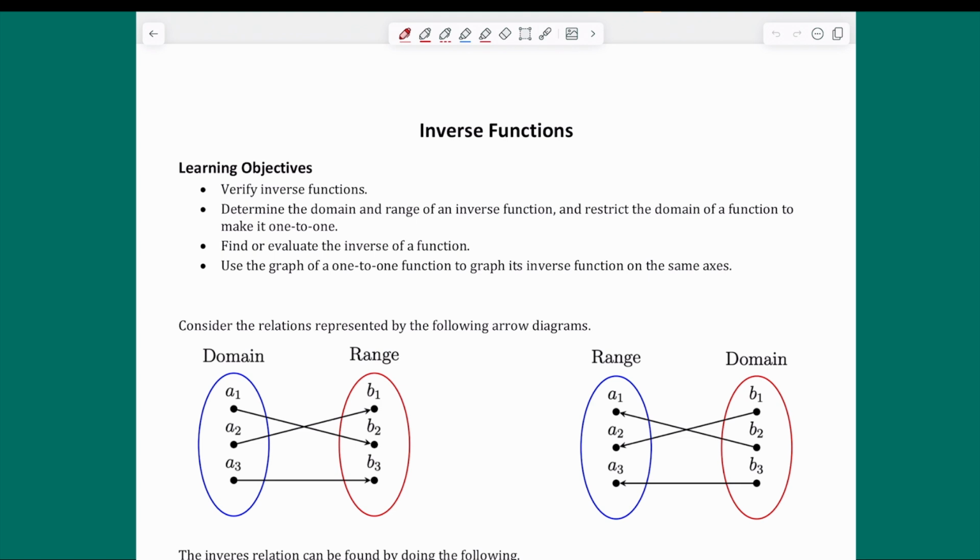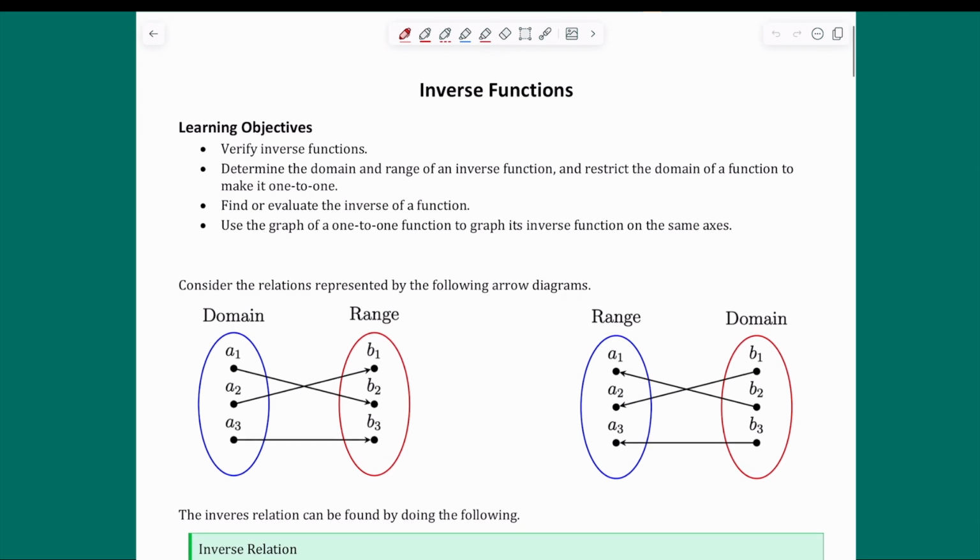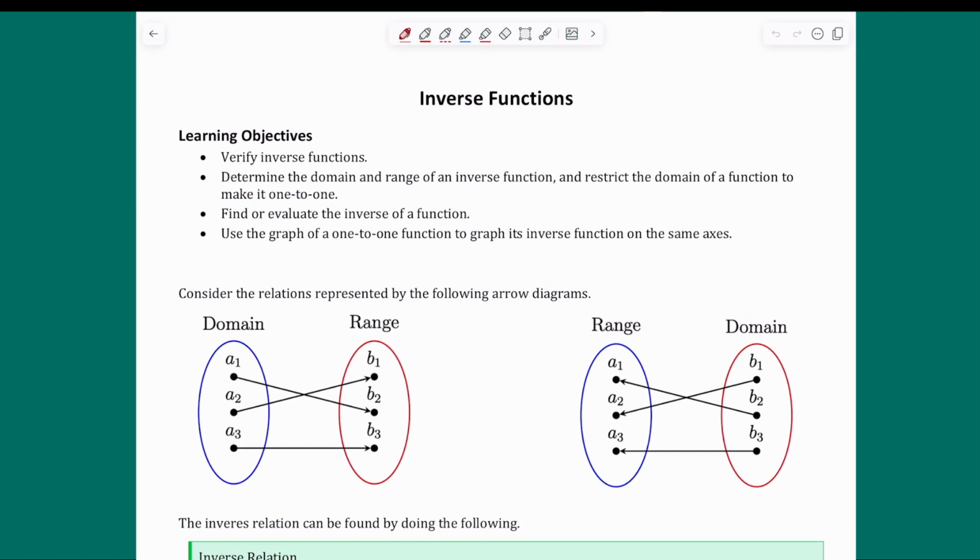Consider the relations represented by the following arrow diagrams. Okay, so here we have the domain, and we have members A1, A2, A3 getting mapped to different outputs, B1 and B2. So A1 goes to B2, A2 goes to B1, and A3 goes to B3. So these are relations. And so we want to talk about the inverse relation of that.